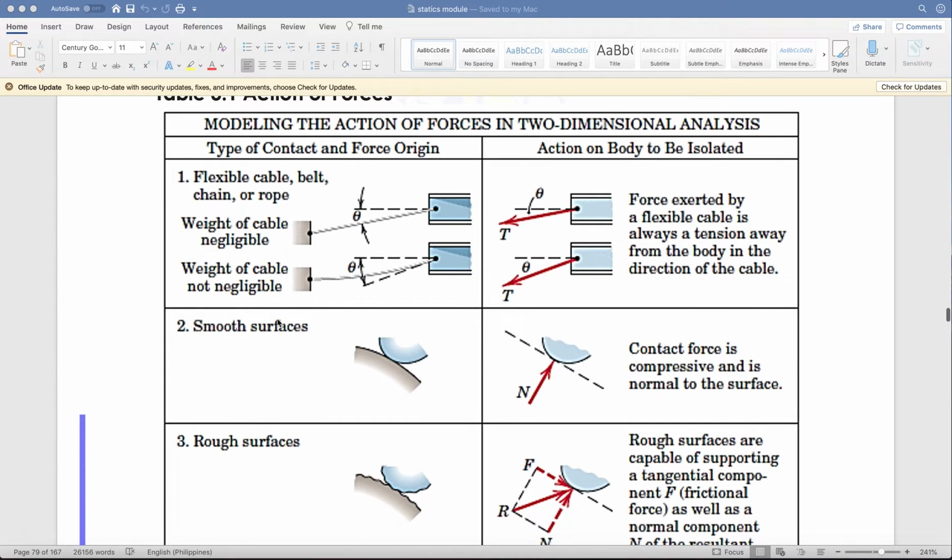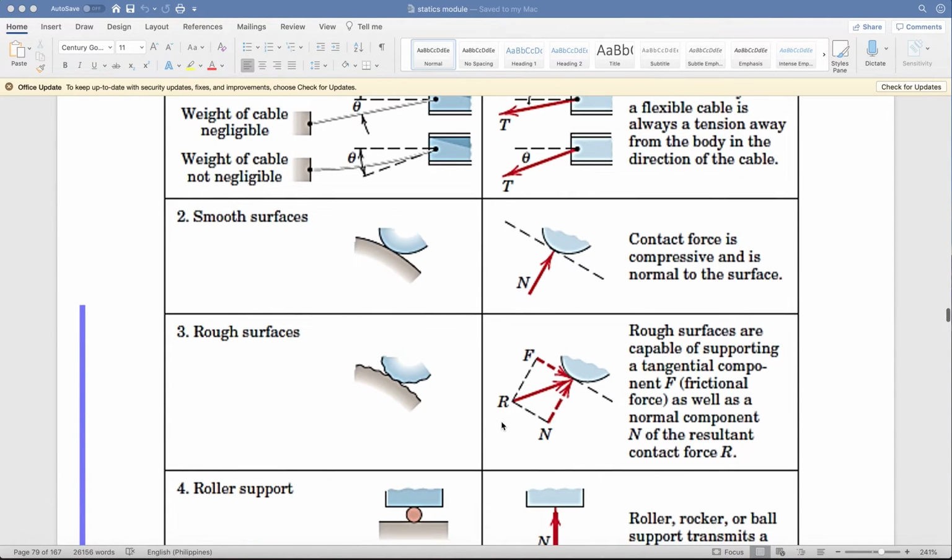Okay, for smooth surfaces, you only have one contact force, and that is the normal force. The contact force is compressive and is normal to the surface. So this is the surface, and this is your normal force if it is smooth. But if it is rough, then we are going to have two forces, the tangential and the normal. The tangential component is the frictional force, and you have here the normal force. Therefore, you can have your resultant force.